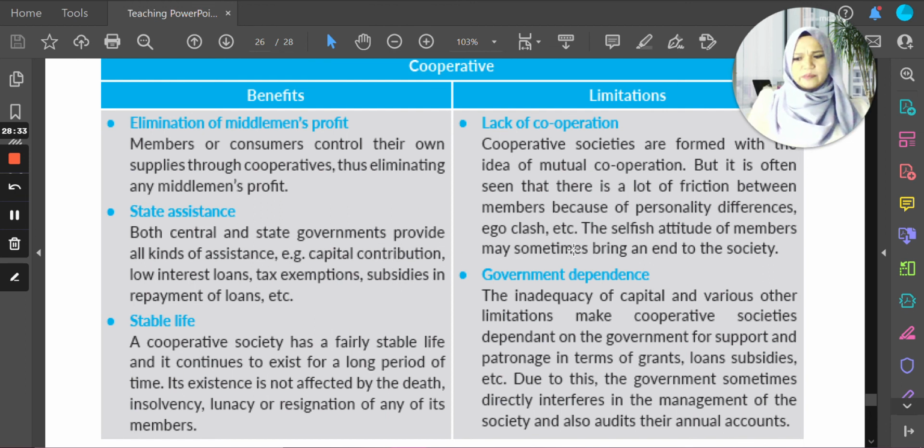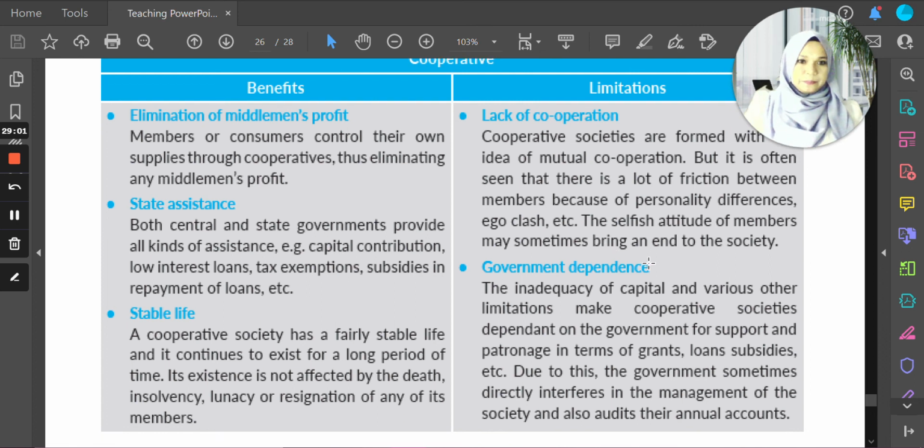Okay, not everybody is voluntary. Maybe at first you want to work and have the motivation to work voluntarily, but then after 4, 5 years, you may not have that cooperation anymore. Okay, it is often seen that there is a lot of friction between members because of personality differences, ego clash, and some personal issues. All right, and the selfish attitude of members may sometimes bring an end to the society as well.